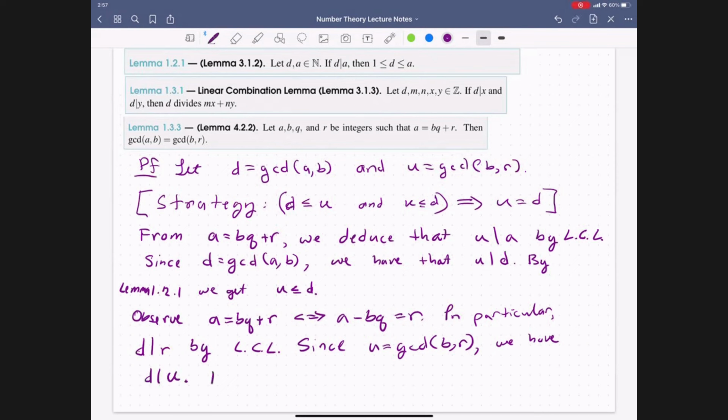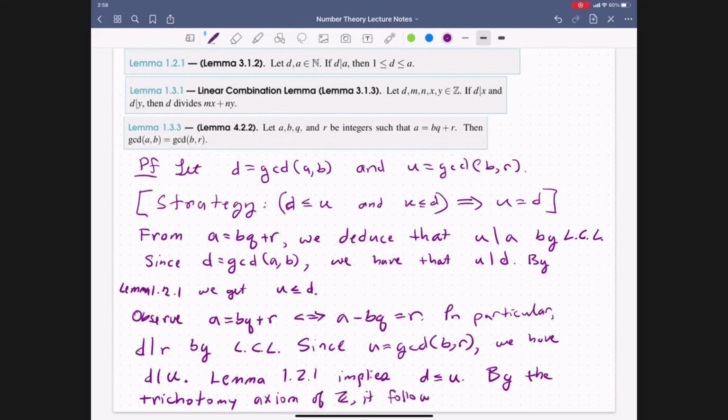And then finally, lemma 1.2.1 tells us, implies that D is less than or equal to U. And then finally, by the trichotomy axiom of Z, it follows that D is equal to U, which concludes this proof, and we are done. Because now we have shown that both of these GCDs are the same.